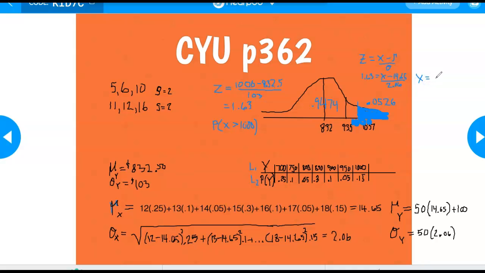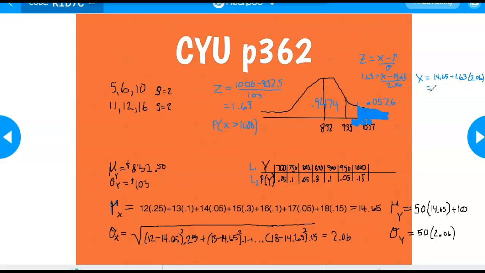X equals the mean plus the z-score times the standard deviation. If you solve for x in the formula, multiply by 2.06. That'll give you the number of units that you spend over $1,000. How many units is $1,000?